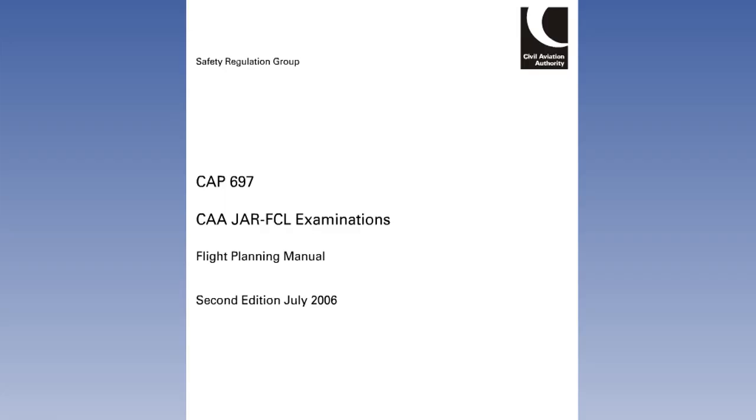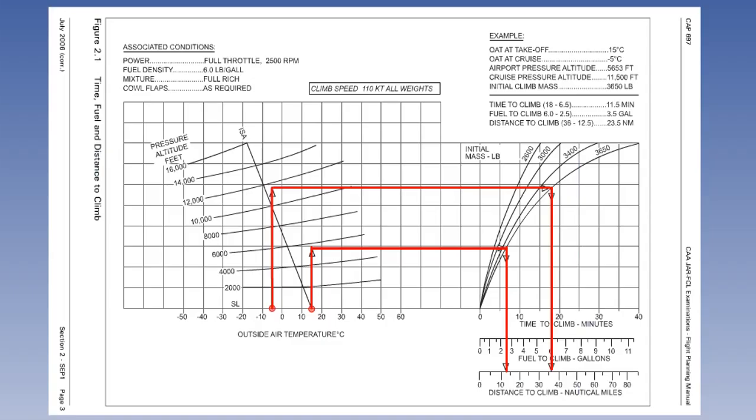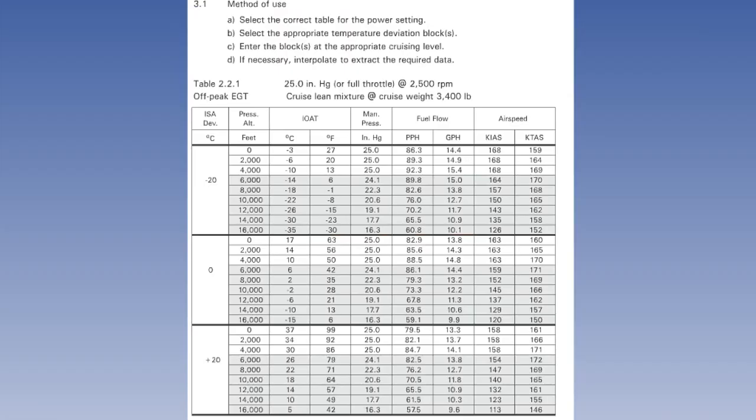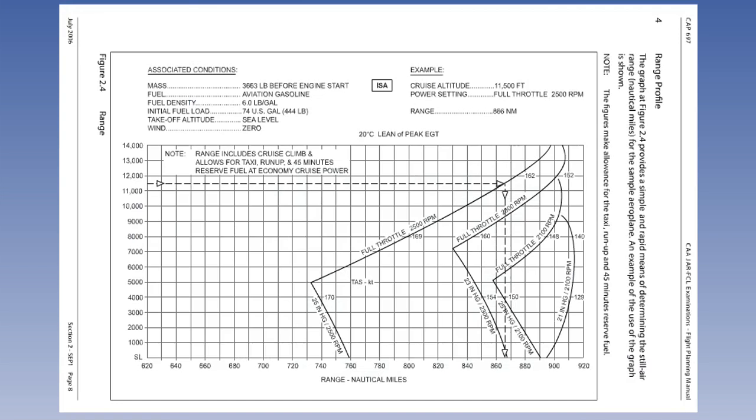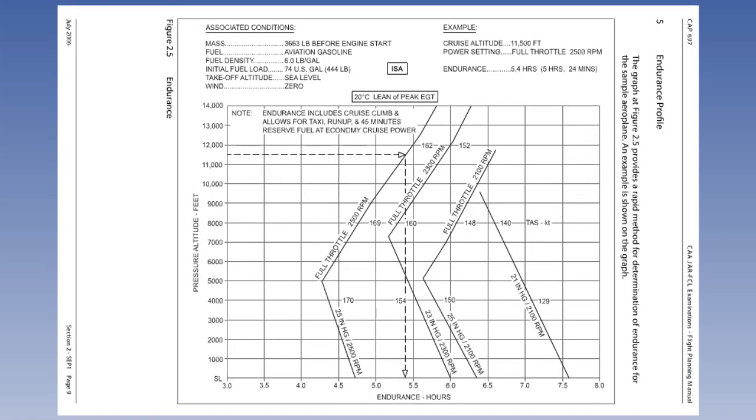Let's sum up this lesson. For the single-engined piston aircraft, there are 4 basic graphs or tables. There is the climb, the cruise, the range graph, and the endurance graph.